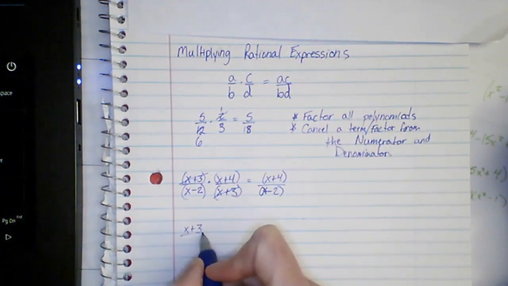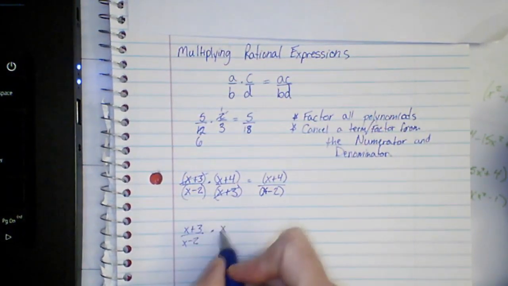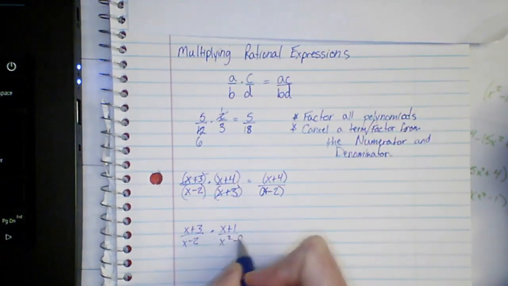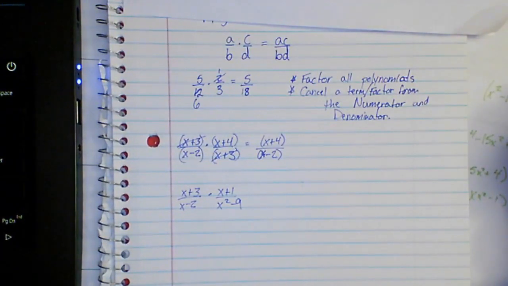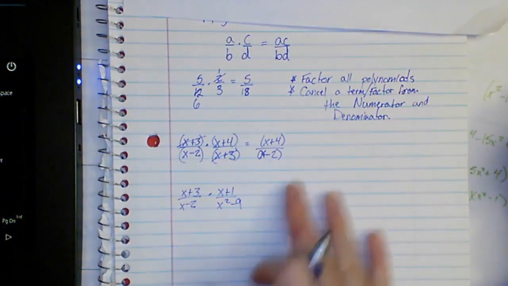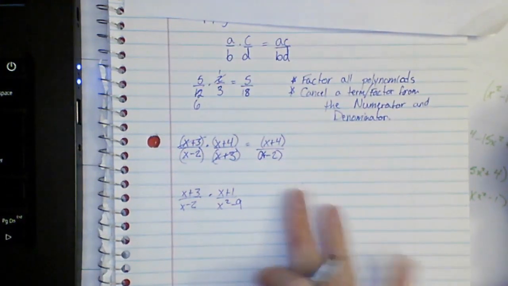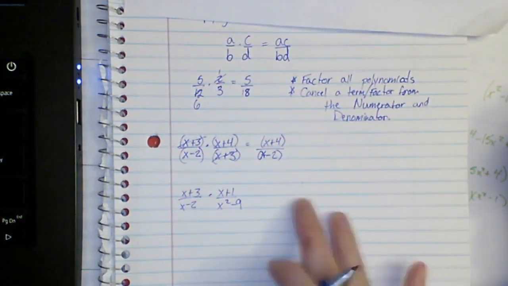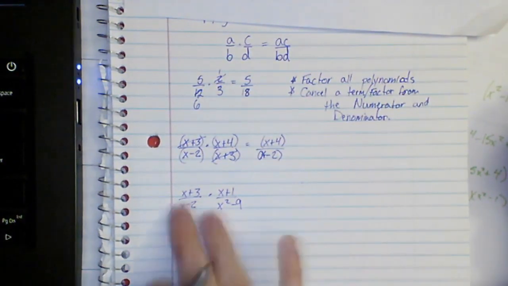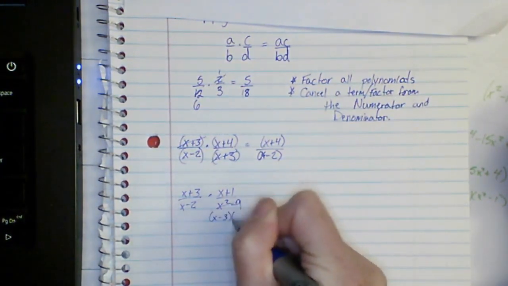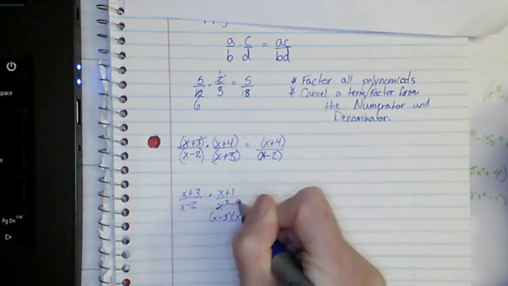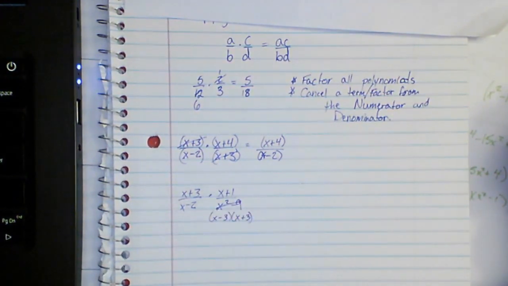X plus 3 over x minus 2 times x plus 1 over x squared minus 9. Now when we factor the trinomials or binomials or whatever the case may be, you can rewrite the whole problem out to the side and then write the factored form. Where in this case, we only have to factor this denominator. So I'm just going to put the factors right underneath and cross out the original one. This allows me to be efficient, and I don't have to copy the problem down 50 million times.